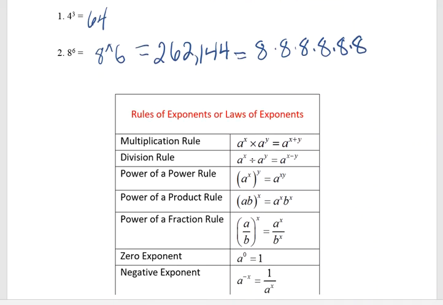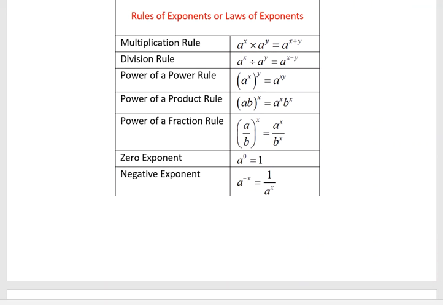Okay, so now there are some rules, because we won't always be working with actual numbers. Sometimes we'll be working with variables. And so there are some rules that help us to simplify our expressions. So our multiplication rule, the big thing here is that the a's, which are the bases, are the same. You can't do this rule without it. And then you just take the 2 exponents, the x and the y, and you add them together.